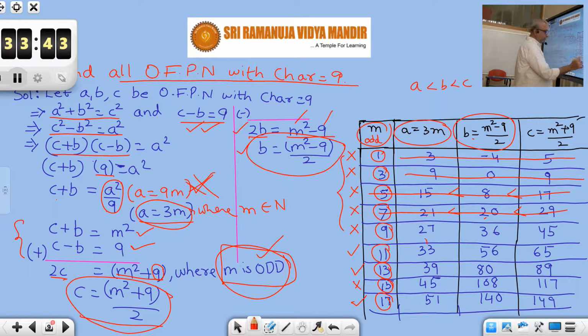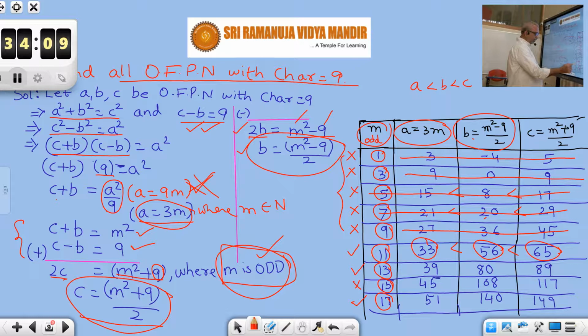Why these are not allowed? 9 is a common factor. 9 into 3, 9 into 4, 9 into 5. That is why they are not allowed. So, the first correct ones you will get here: 33, 56, 65. So, all the 4 conditions of OFPN are satisfied. No common factors. A less than B less than C. Everything is satisfied. So, you will get it.